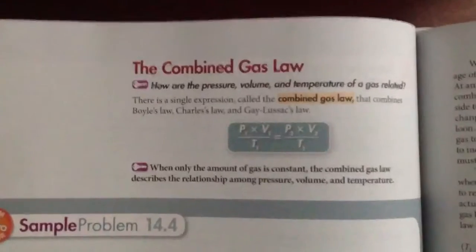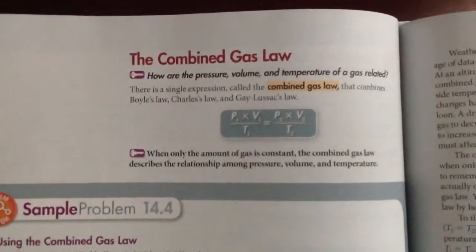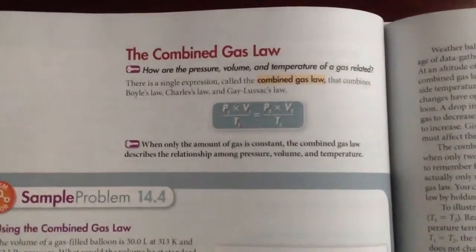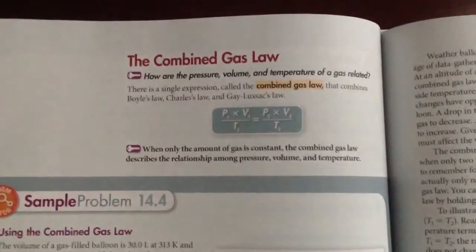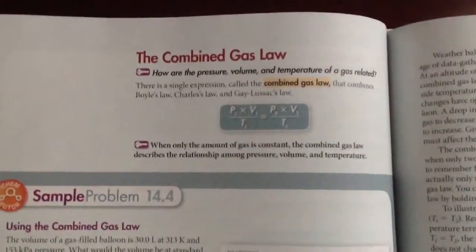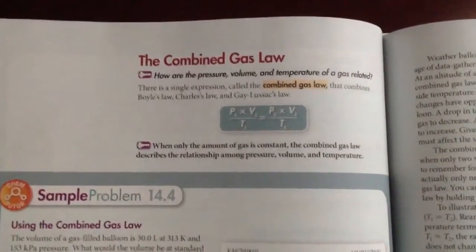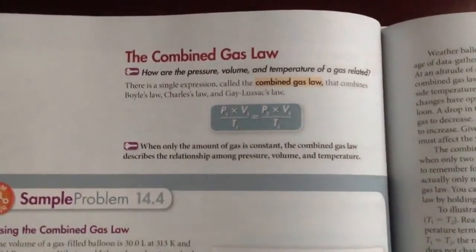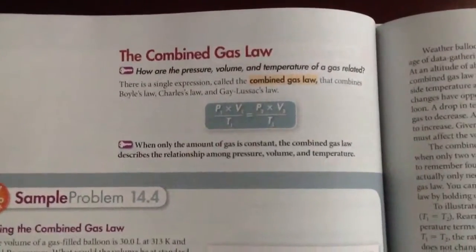The combined gas law is a law that just combines Boyle's law, Charles' law, and Gay-Lussac's law. The formula for it reads pressure 1 times volume 1 over temperature 1 equals pressure 2 times volume 2 over temperature 2. It's very easy to remember as long as you know Boyle's law, Charles' law, and Gay-Lussac's law. There's no new information. All you're doing is combining the three laws into one. So when the amount of gas is constant, the combined gas law describes the relationship among pressure, volume, and temperature.